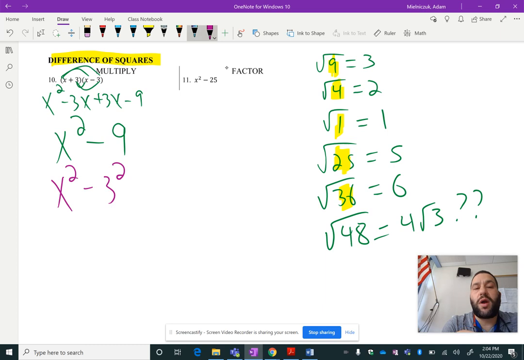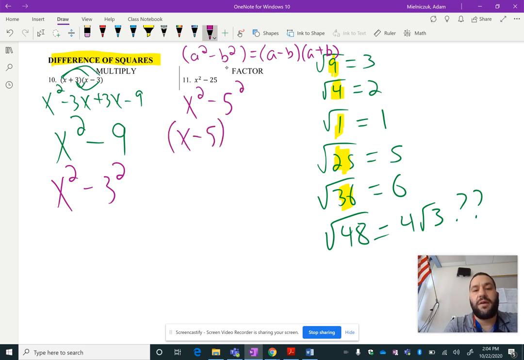The difference of squares states that a squared minus b squared is equal to a minus b times a plus b. Well, we can rewrite this as x squared minus 5 squared. So if we follow that pattern, we will get x take away 5 times x plus 5 as our factored form.